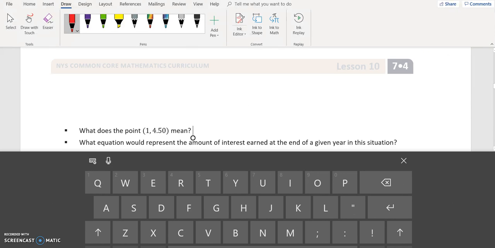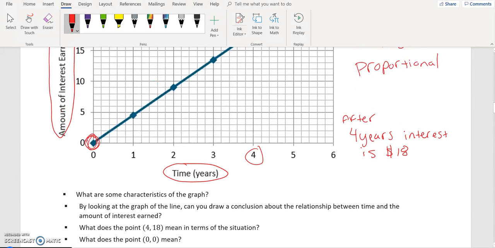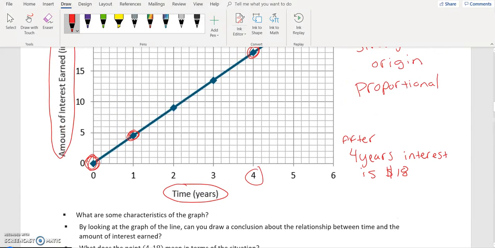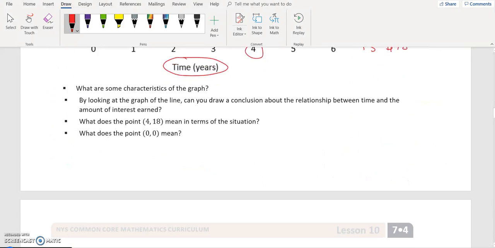What does 1, 4.5 mean? Okay, so 1 and then 4.5, that's that point right here. So after 1 year, we've earned $4.50 in interest. Okay, so we talk about our x, and then we go over and we talk about our y. And we just use our labels. That's why we like to have our labels there, so we know what we're talking about.